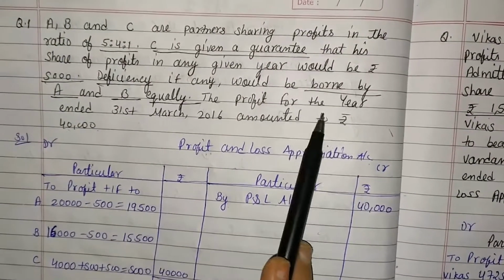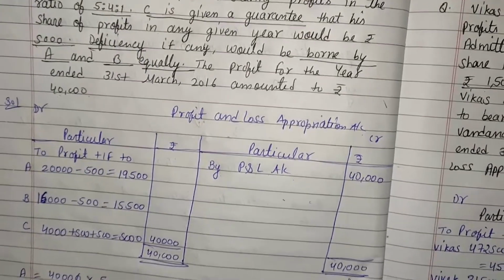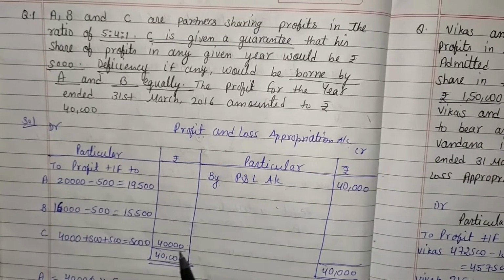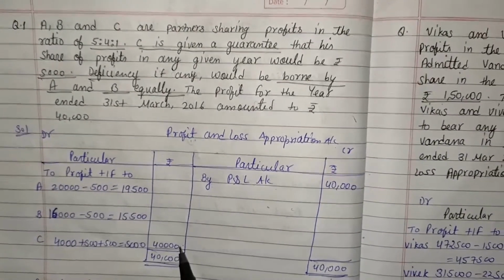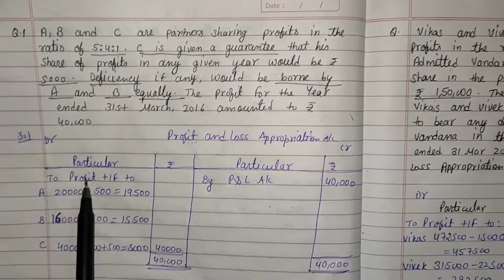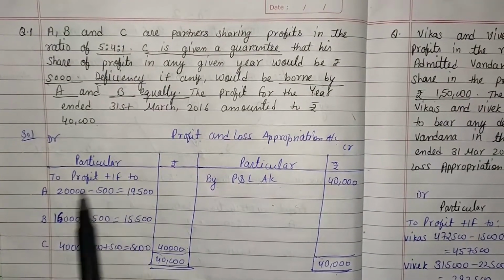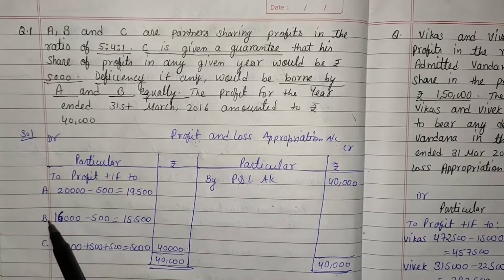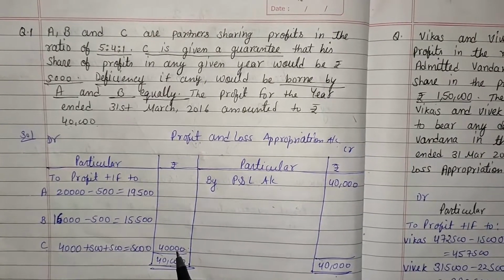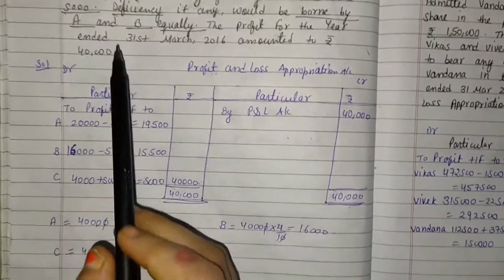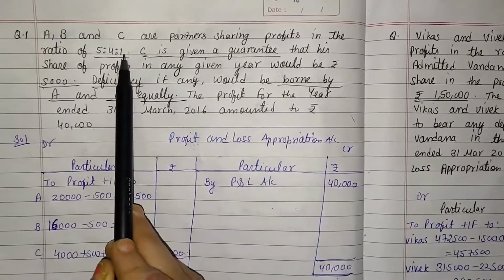Here, no other information, that 40,000 is the final amount. Here also 40,000, and we get the balancing figure, that is 40,000. The balancing figure of the debit side is called profit. So the profit is transferred to the three columns A, B and C. That 40,000 is distributed in the A share, B share and C share in the ratio 5:4:1.